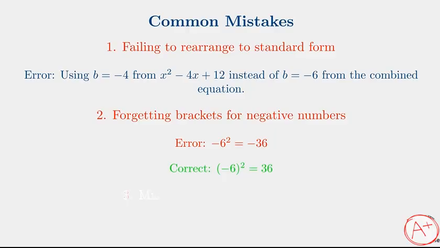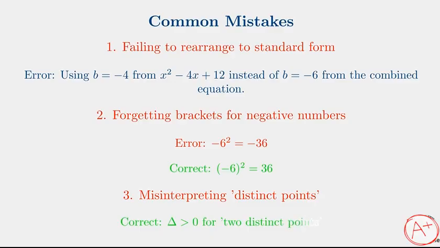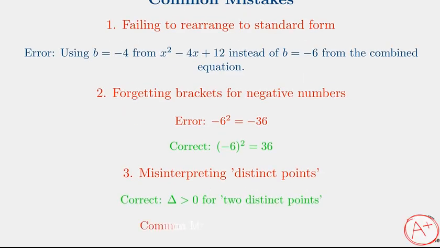Third, misinterpreting the inequality for distinct points. The phrase two distinct points strictly requires the discriminant to be greater than 0. If you use greater than or equal to, you are including the case where the line is a tangent, which is incorrect for this specific wording.